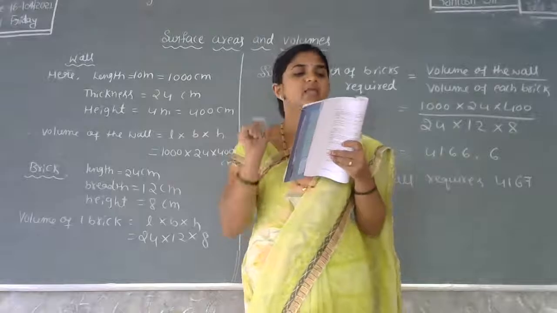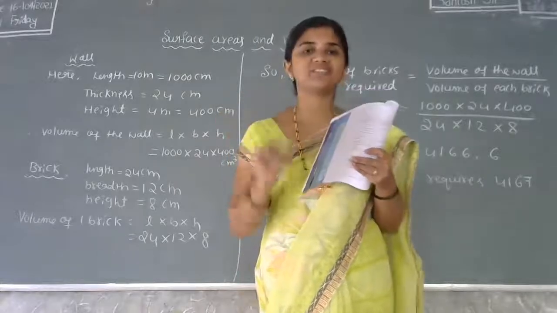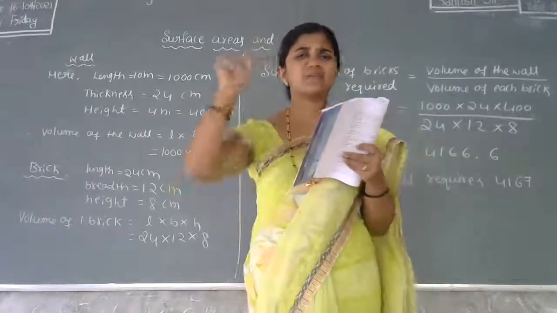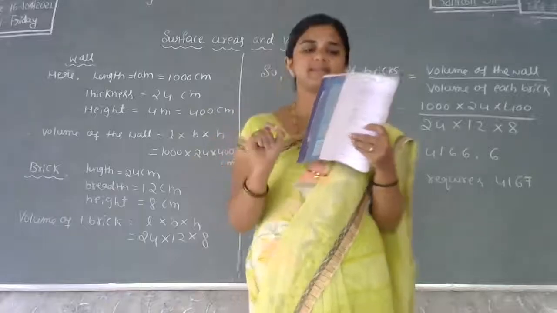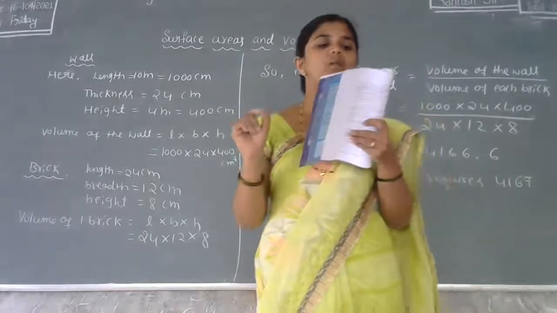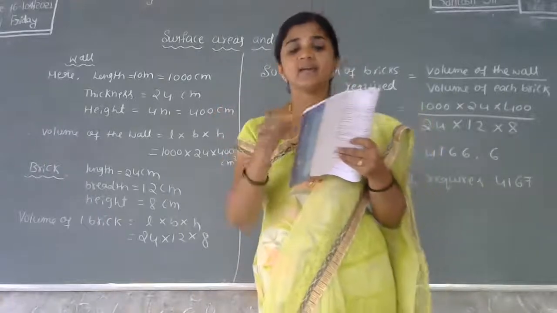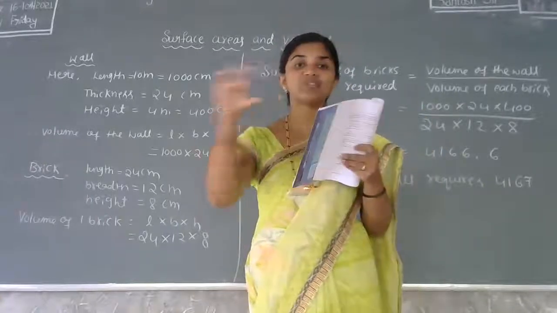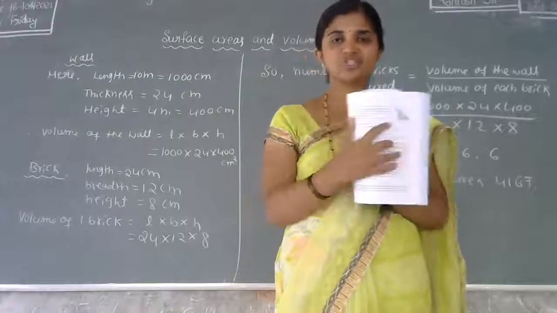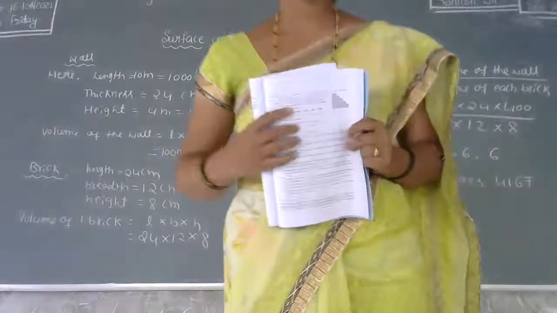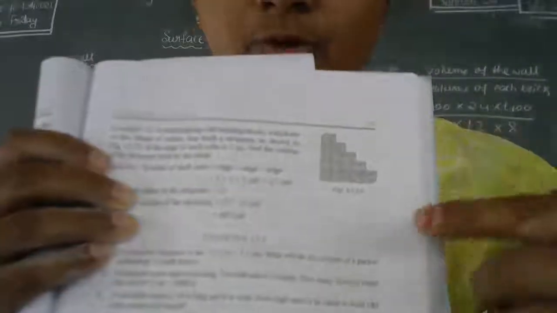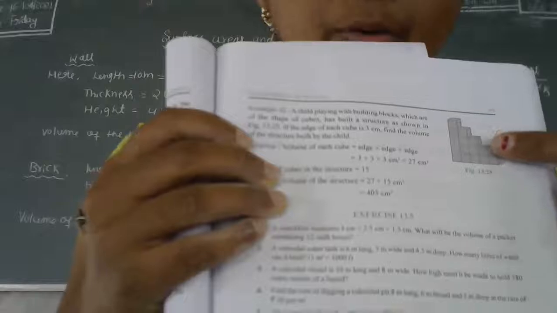If the edge of each cube is 3 centimeter, find the volume of the structure built by the child. So we have to find out the volume of the structure. Are you observing the structure in your textbook? You just go through your textbook. Here you can observe this structure. So this structure's volume we have to find out.